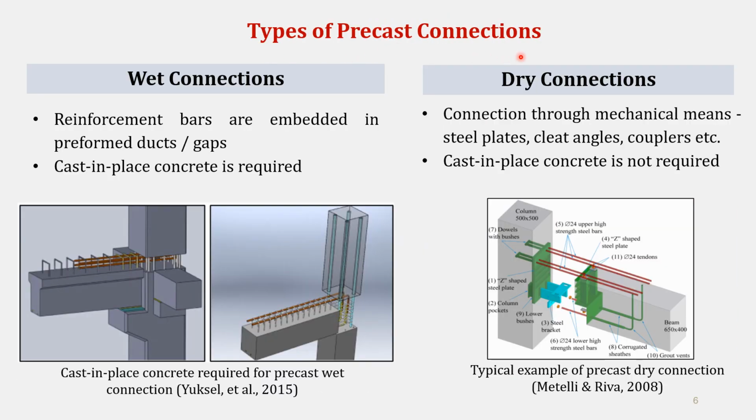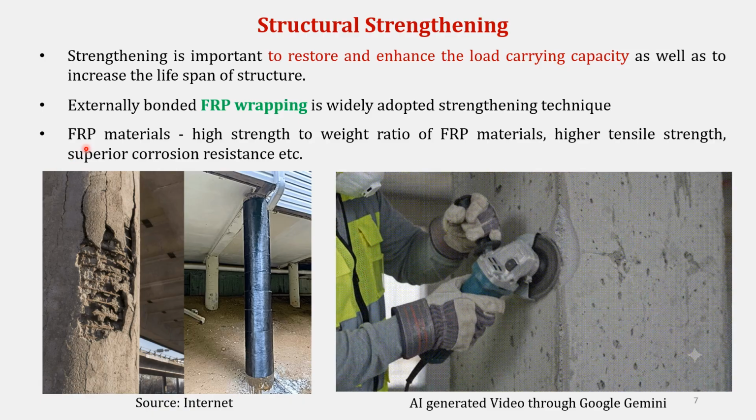The connections between precast elements are usually of two types, either a wet connection or a dry connection. In wet connections, reinforcement bars projecting from the individual elements are embedded into preformed ducts or gaps, and later on these empty spaces within the connection region are filled with cast-in-place concrete. While in dry connections, two elements are connected purely by mechanical means such as steel plates, cleat angles or couplers, etc. As a number of high-rise building structures are constructed through precast technology, it is very important to evaluate the progressive collapse potential of precast structures.